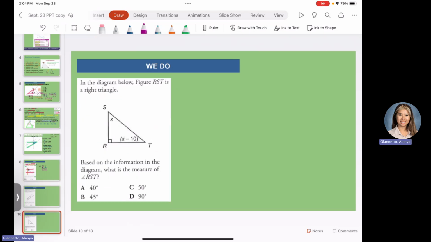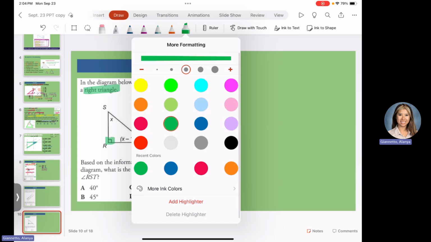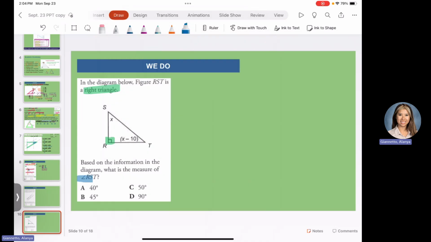Okay, then the next we do says in the diagram below, figure RST is a right triangle. You can see it has this right angle in the corner right here. Then it says, based on the information in the diagram, what is the measure of angle RST? So we have R to S, S to T, right? We're trying to figure out what angle they're actually asking for us to find. And that's going to be angle S because that's in the middle right here. And we see that S is actually X, right?